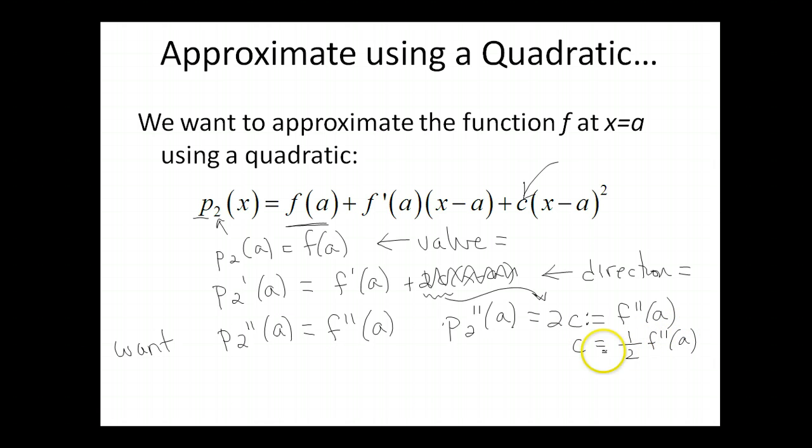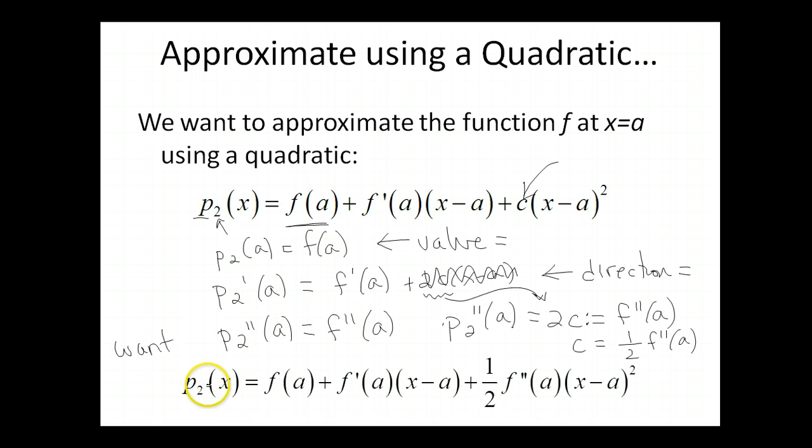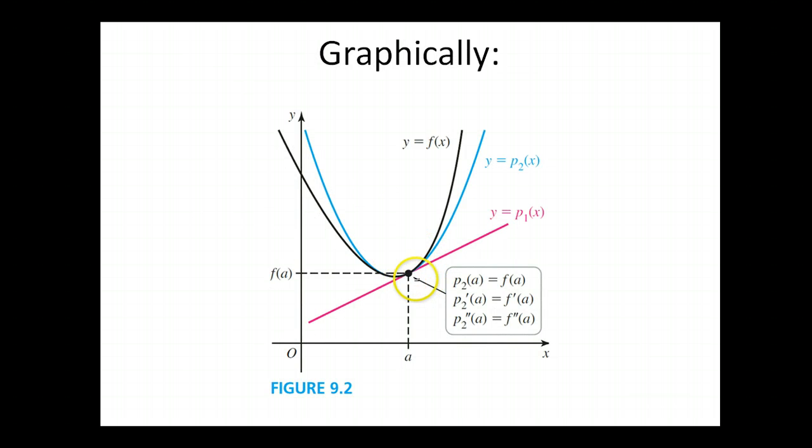If that's what c equals, then we know that P2 double prime at a, the second derivative of P2 at a, will equal the second derivative of f at a. The concavity will equal, right? So for our function to approximate f at a, we should use the following quadratic: f of a plus f prime of a times x minus a plus 1/2 f double prime at a times x minus a squared. Using that quadratic will give us a parabola which agrees in value, direction, and concavity, right? The concavity is really nice right there.